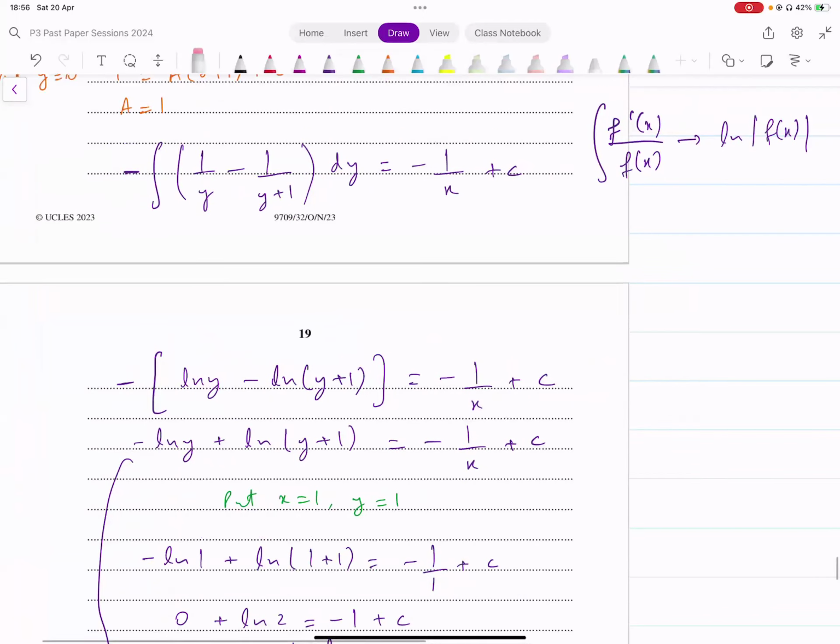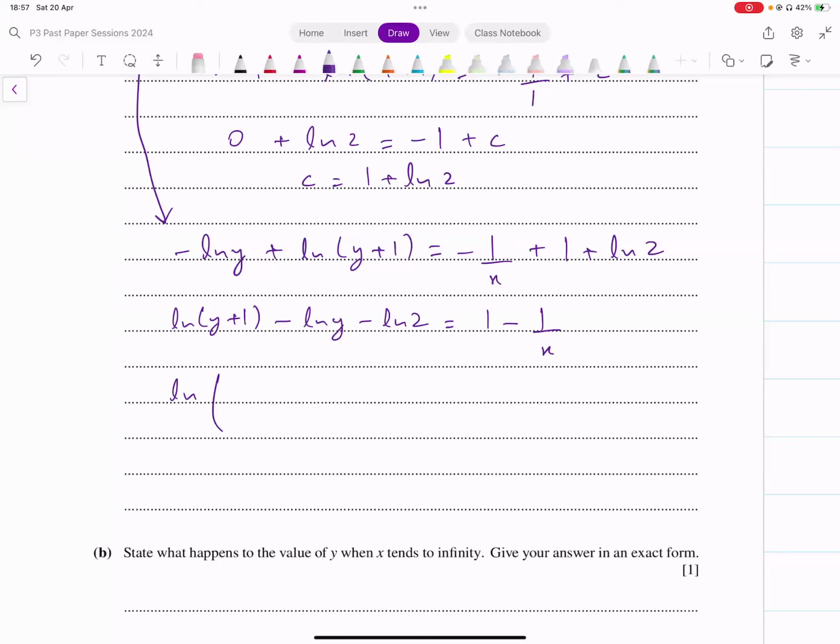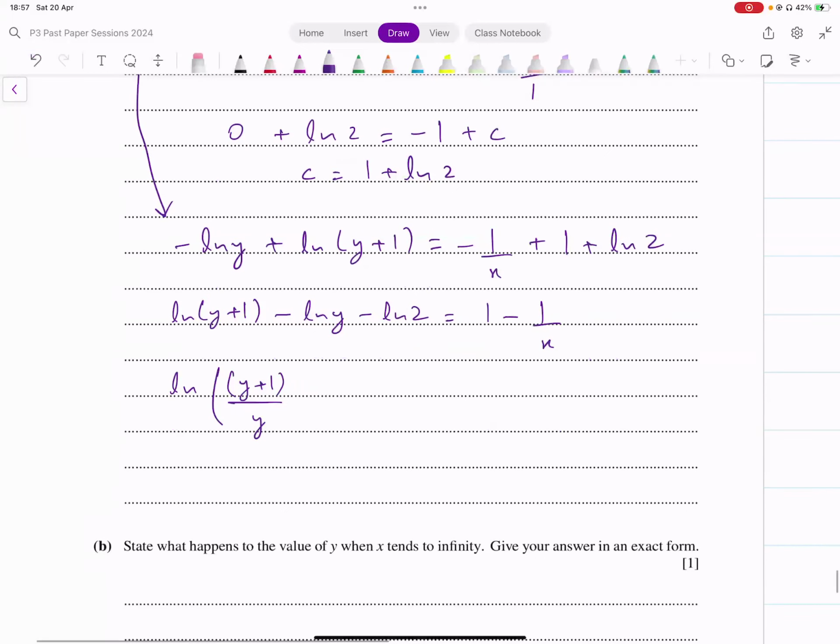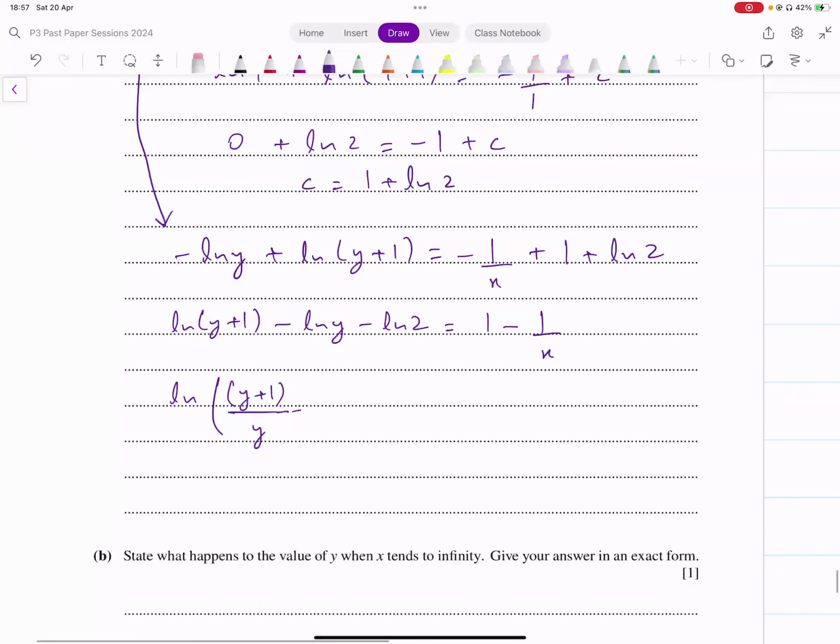Now make it a single ln term. You can apply the multiplication law and the division law of logs, and that's going to become y plus 1 into y plus 1 divided by y, and also this 2. Whichever terms have a positive sign remain in the numerator, and whichever terms have a negative sign go to the denominator. So in the denominator, we've got 2y like this. This is what we get.